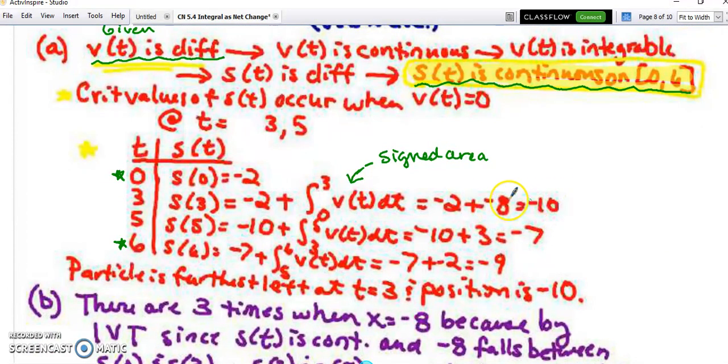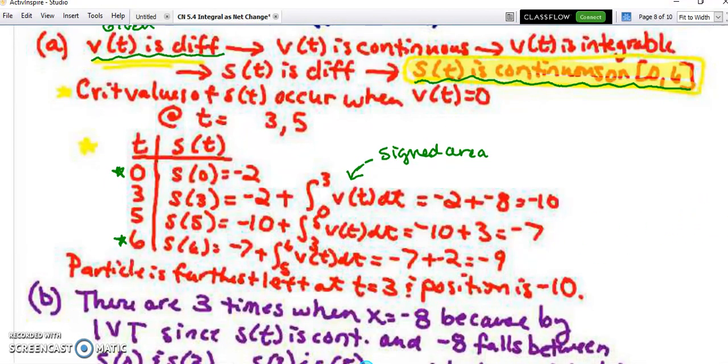Now, I could go back and start at -2 again, but once you're doing this, just go to the previous one. Where I am at 5 is where I was at 3, plus my change from 3 to 5. So we add in a positive area for that because it was above. And then where I am at 6 is where I was at 5, -7, plus the change from that. And again, we add that back in. We put in a negative because that one was below.